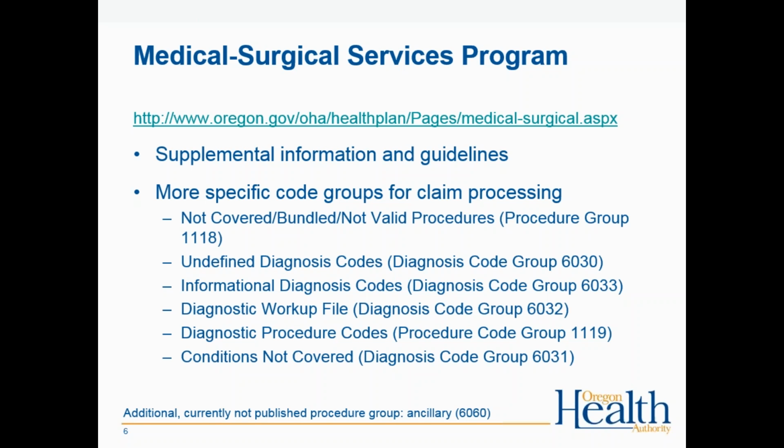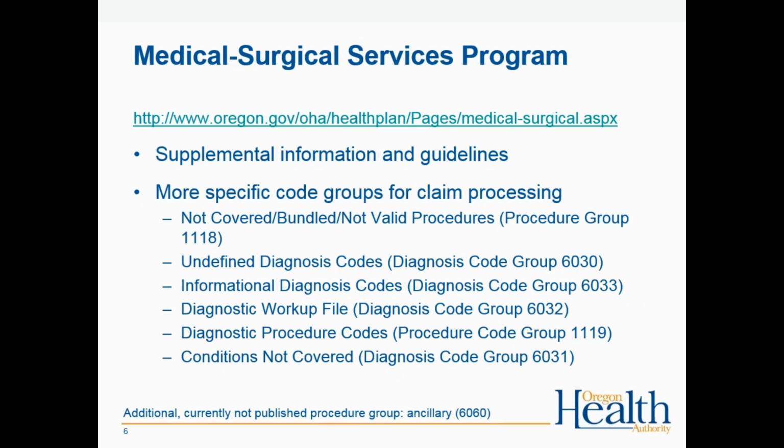And there are several code groups that you'll see. They're listed there, and you can click on each of the code groups and find codes that would be bundled or not covered. You can find the undefined diagnosis codes, and it will also tell you how those codes will or will not pay when you bring up those code lists. So you'll see undefined informational diagnosis codes, conditions not covered. There's a diagnostic workup file, diagnostic procedure codes, and then also the not covered, bundled, or not valid procedures.